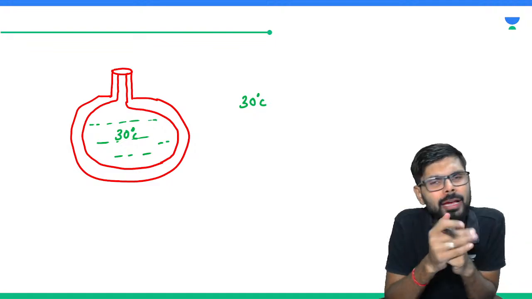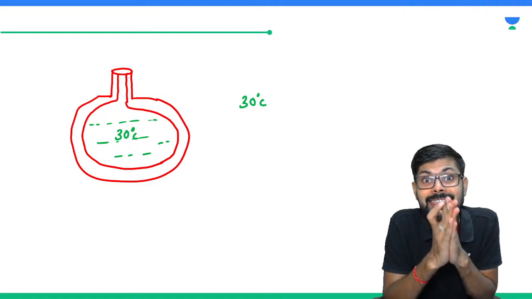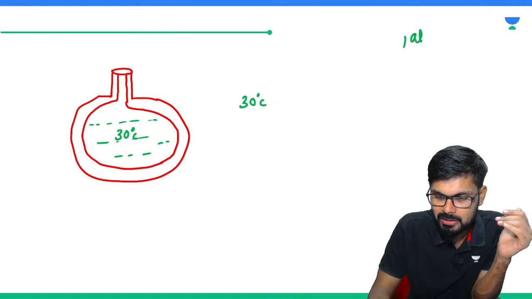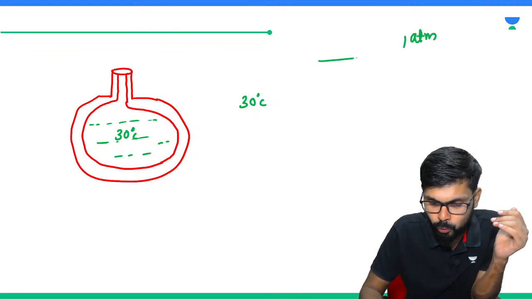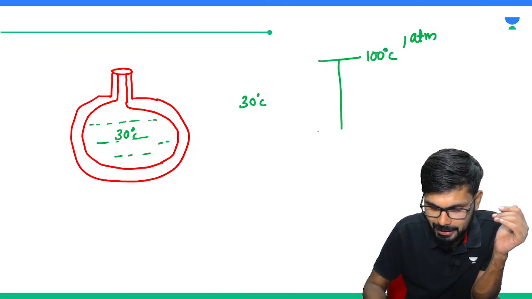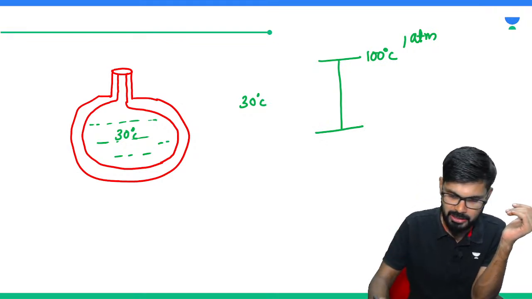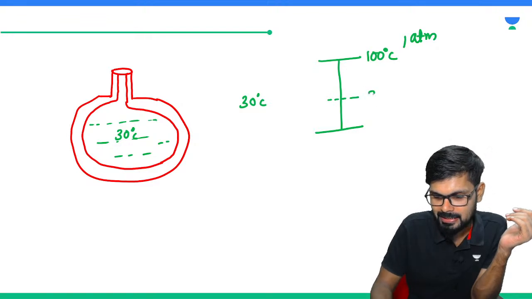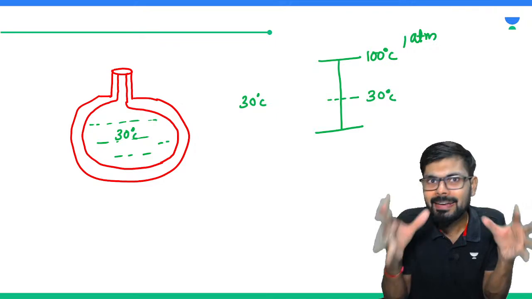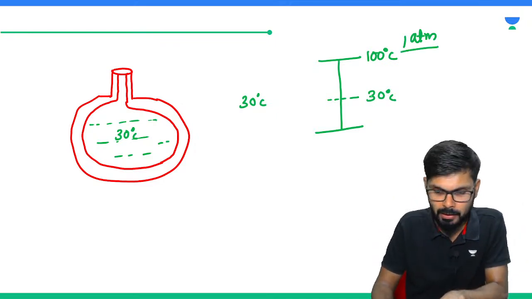See, what is the boiling point of water at atmospheric pressure? Boiling point is 100 degrees centigrade. If it is 1 atmospheric pressure, then boiling point is basically 100 degrees centigrade, correct now? Now let's say the actual temperature is 30 degrees centigrade. Please listen here. We have water at 30 degrees centigrade and pressure is 1 atmospheric pressure, right?